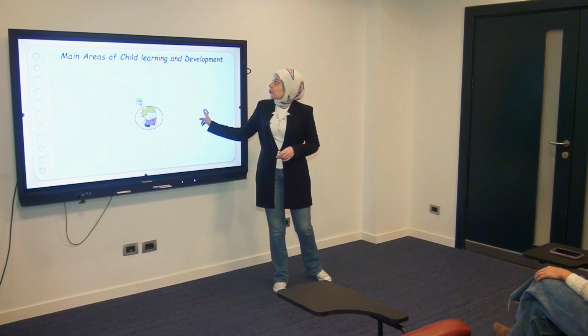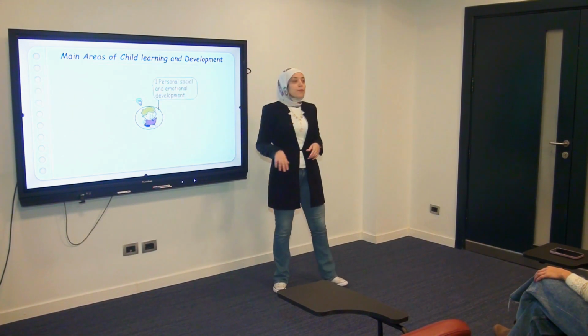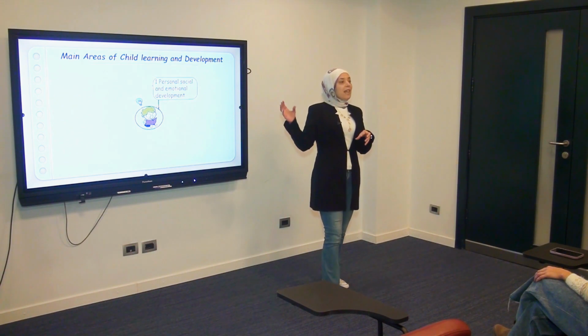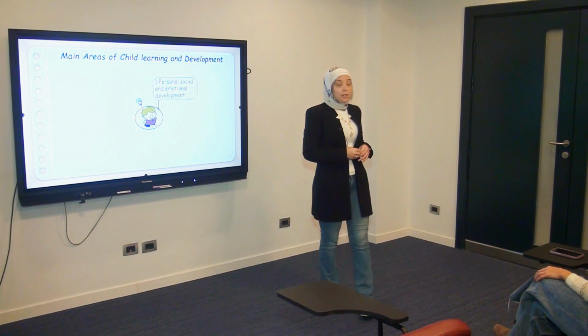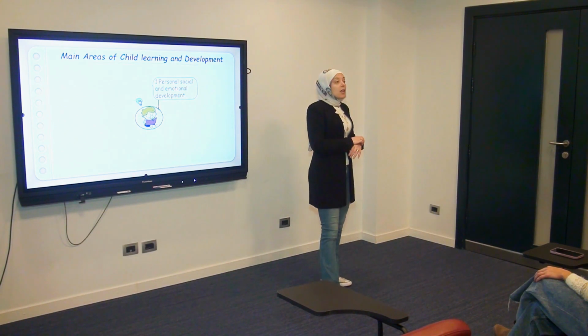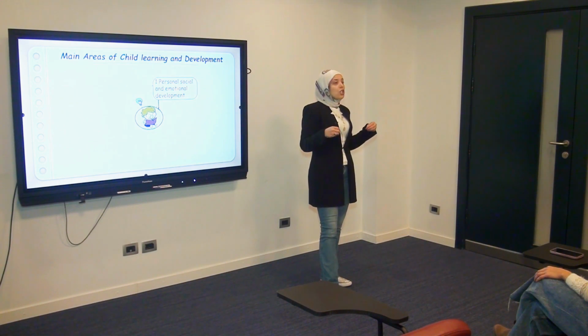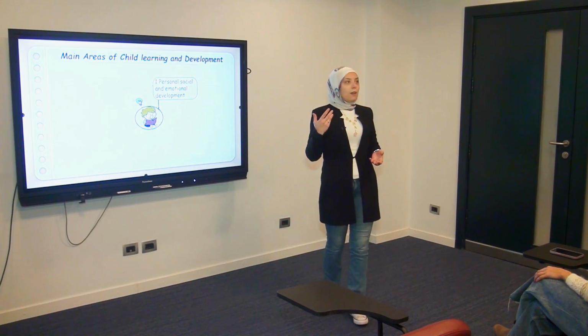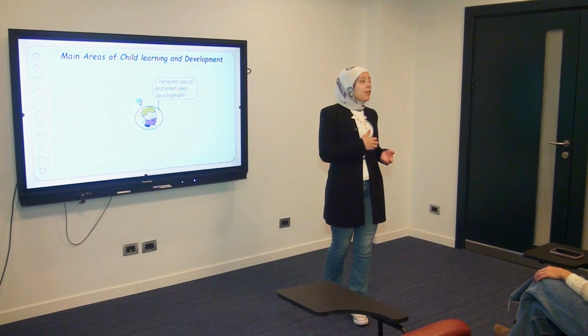The main areas of child learning and development. We're relying on these areas because this should be the outcome for kindergarten students. The first area is personal, social, and emotional development. This area is just about teaching kids how to build relationships with others and how to regulate their emotions.